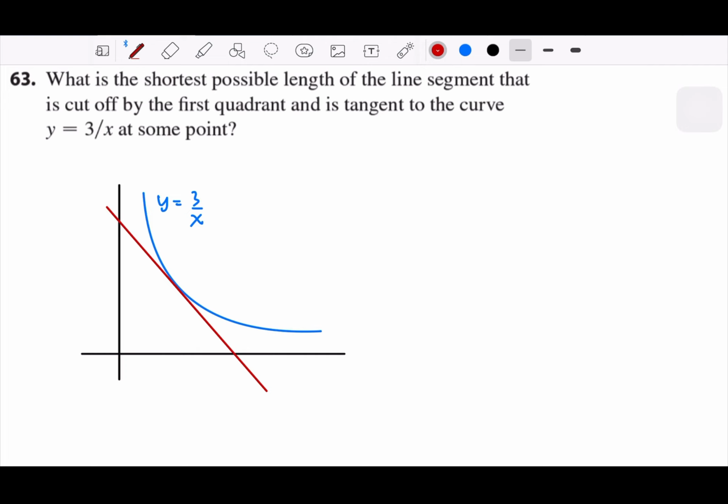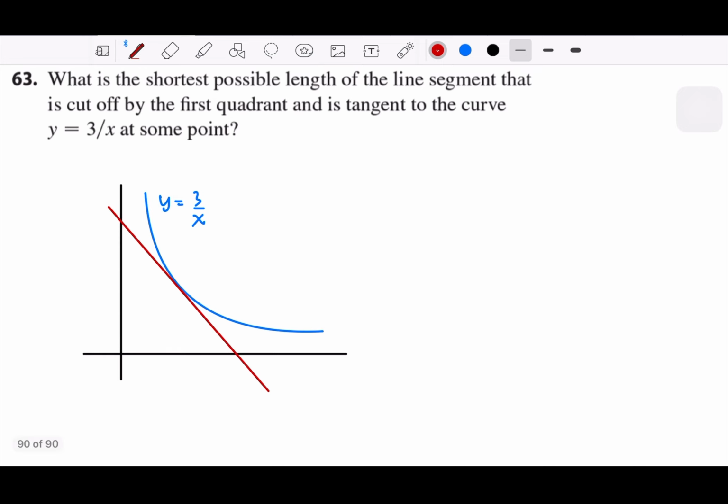So we need to find this length through the tangent line from this equation. So you know the x and y intercept from the equation and from the point itself. So you use y and x, this for sure. You need to know y and x to know the distance between these two points.